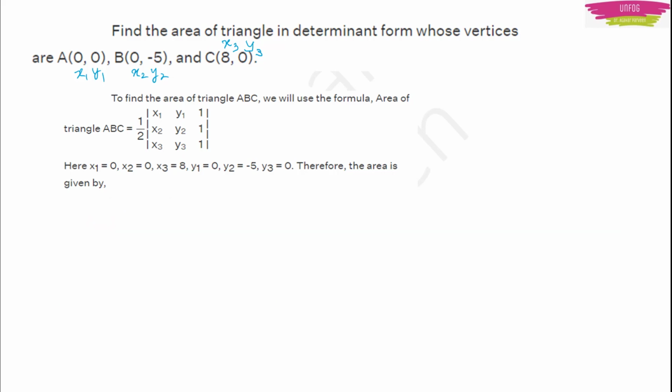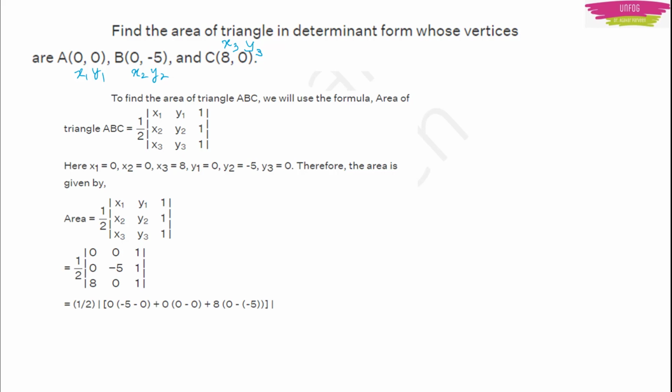Let us start from the beginning again. Say this is the formula for triangle ABC. You substitute the values x1, y1, x2, y2 and x3, y3. You know what values are given in the question. Now you solve it. Okay, it is your wish. In two ways, whichever you are comfortable with, you can do it like that. Here in this case, your answer will be 20 square units.